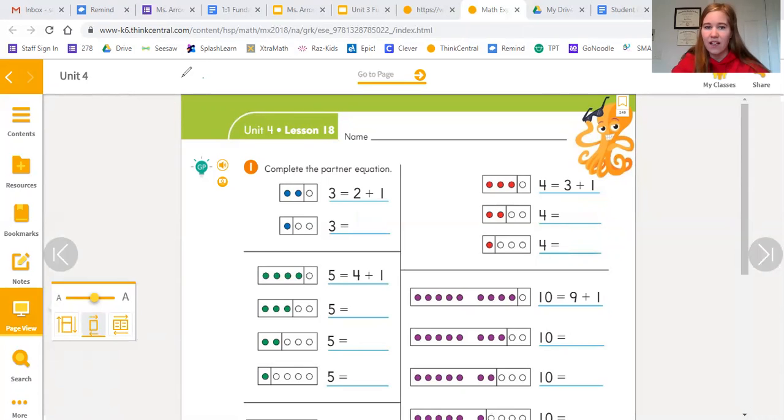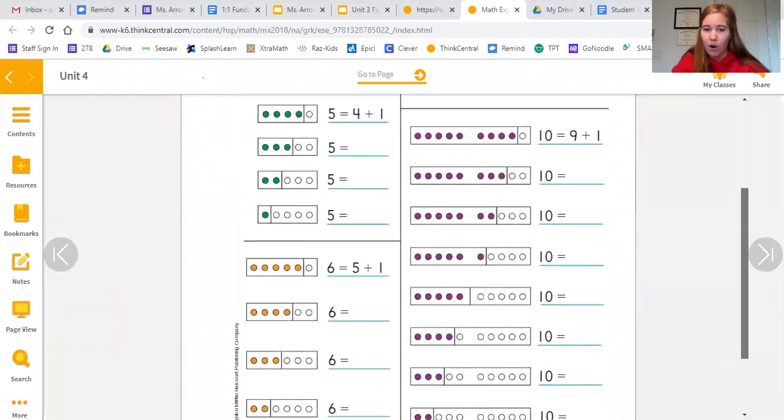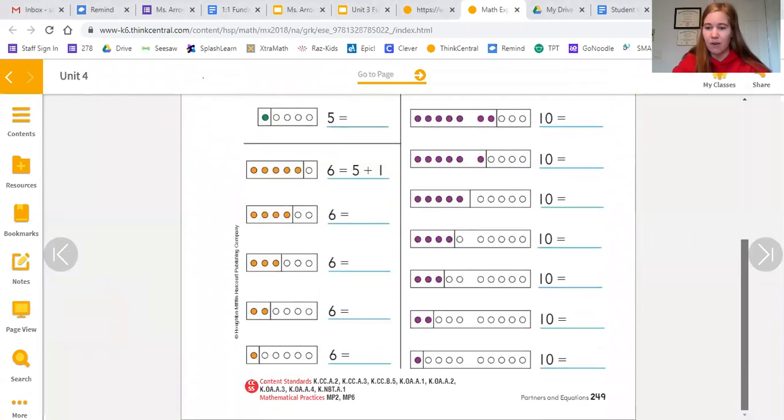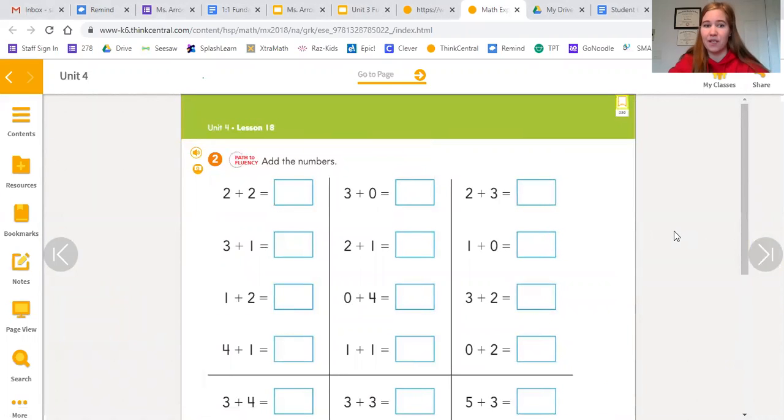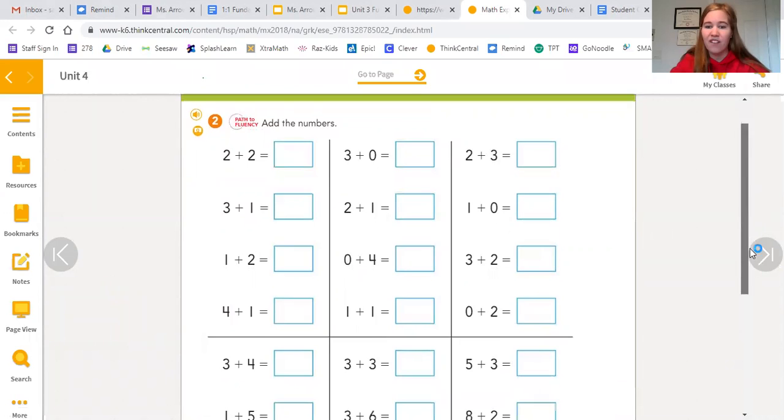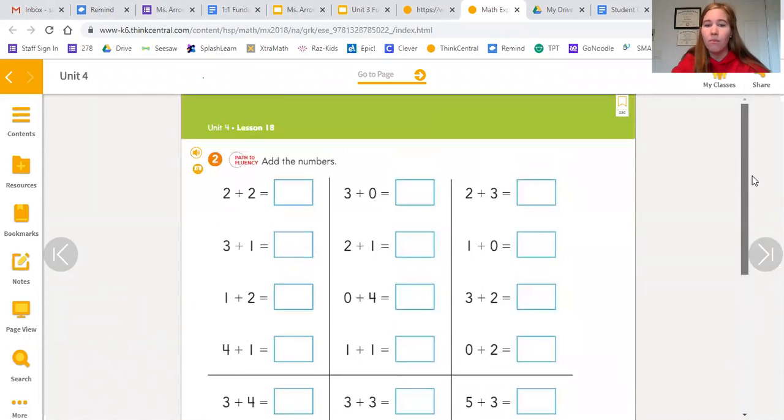Okay, and that is the whole front of my page is going to be all partner equations. Now make sure you're taking your time and writing your numbers nice and neat. And then if I go to the back of my page, this is all more adding practice. So I'm going to first, like always, read my directions, add the numbers.